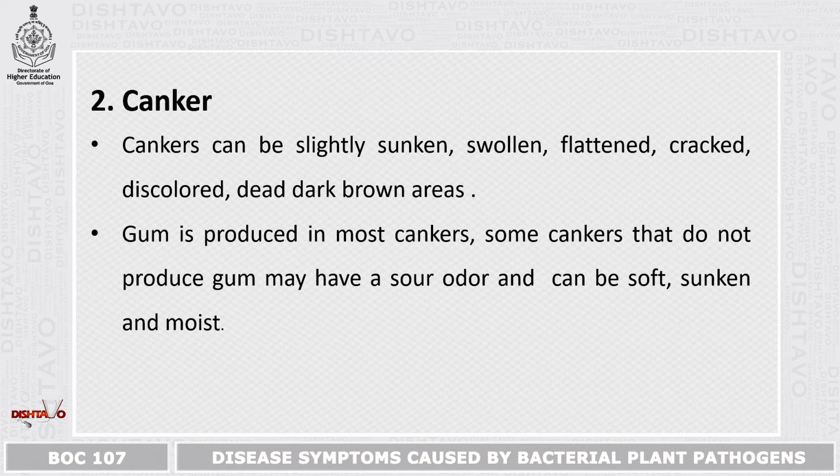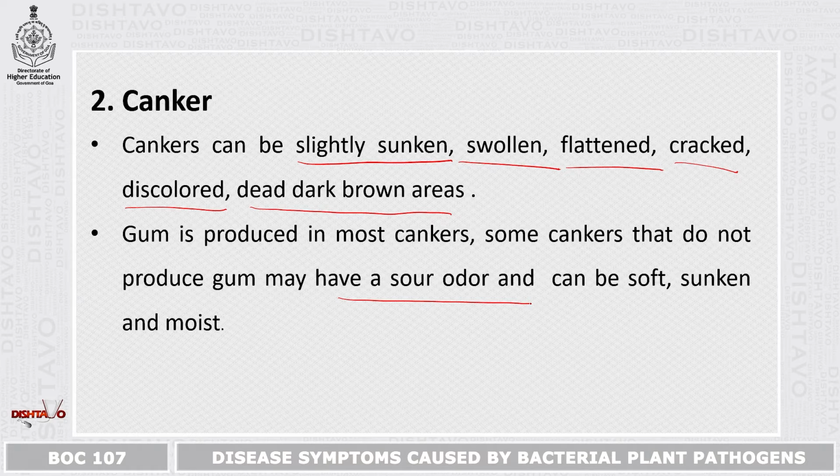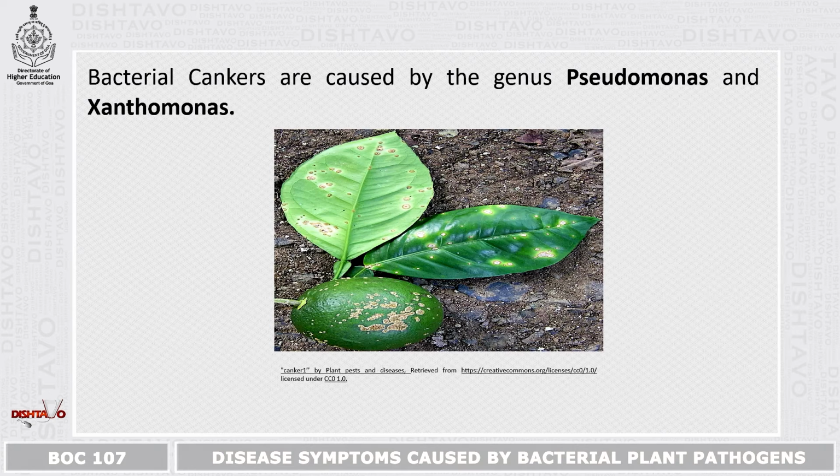Second symptom is canker. Canker can be slightly sunken, swollen, flattened, crackled, discolored and dead dark brown areas. Basically the gum will be produced in most cankers. Some cankers that do not produce gum may have a sour odor and can be soft, sunken and moist. The example is bacterial cankers which are caused by the genera Pseudomonas and Xanthomonas. This picture is showing a citrus canker which is caused by the bacterium.